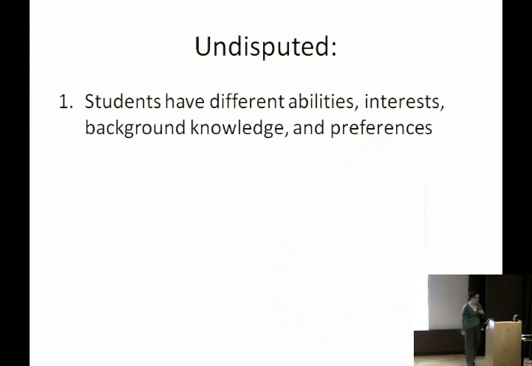The first thing is that students have different abilities, they have different interests, they have different background knowledge, and they have different preferences. That is undisputed. We can see that in our classrooms. We can see it in our students or our classmates, in our children, or anyone that you are looking at. We can say, well, of course, students have different kinds of abilities, interests, background knowledge, and preferences. That doesn't yet make for support for the theory.